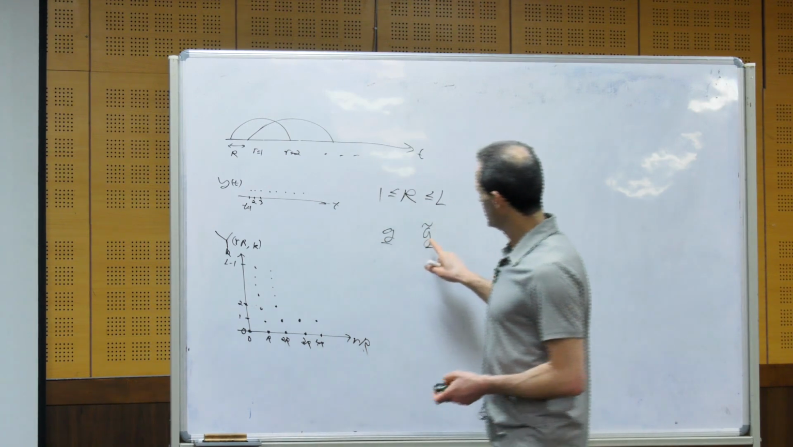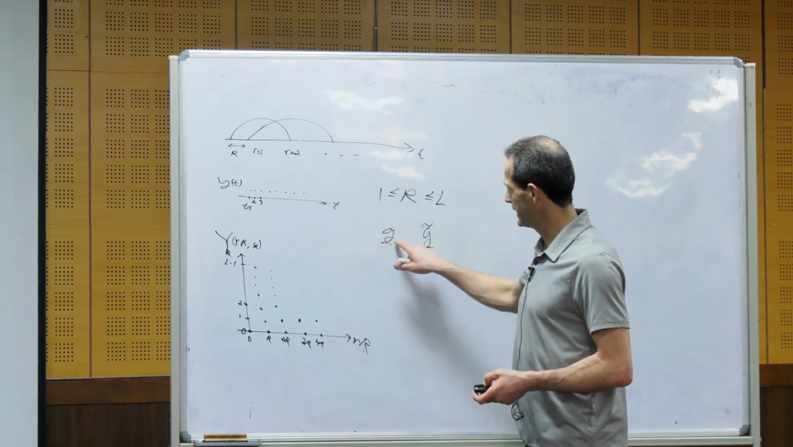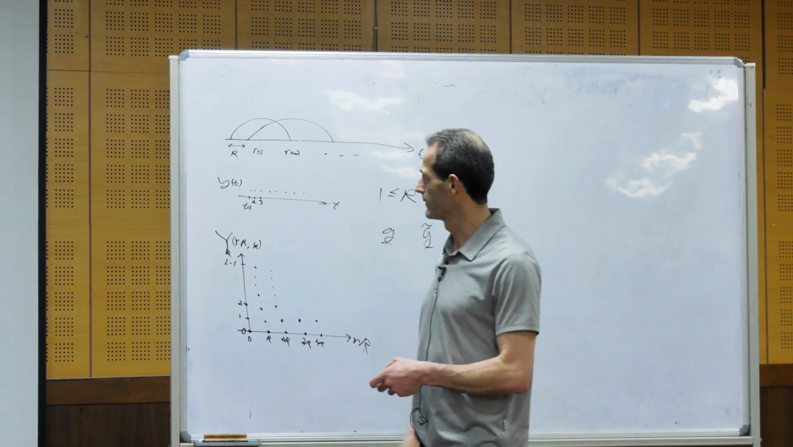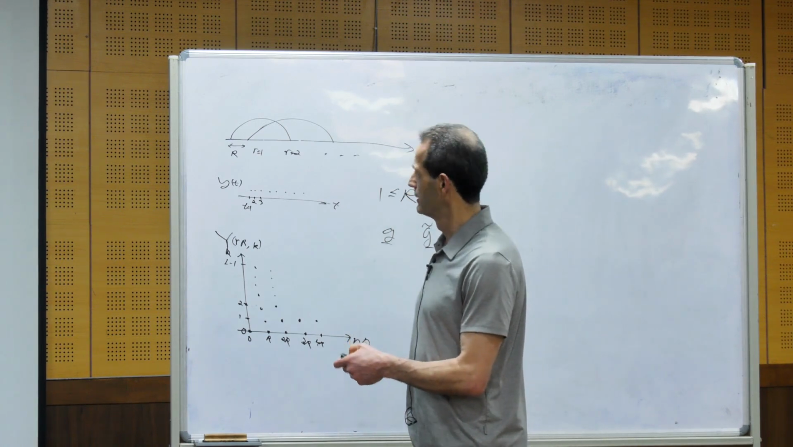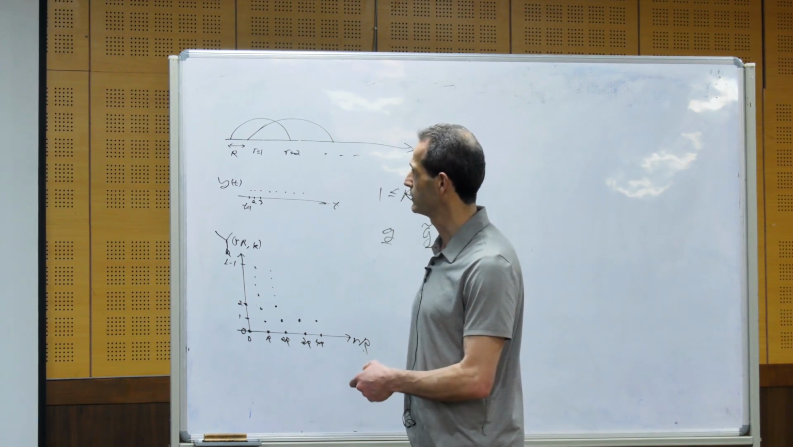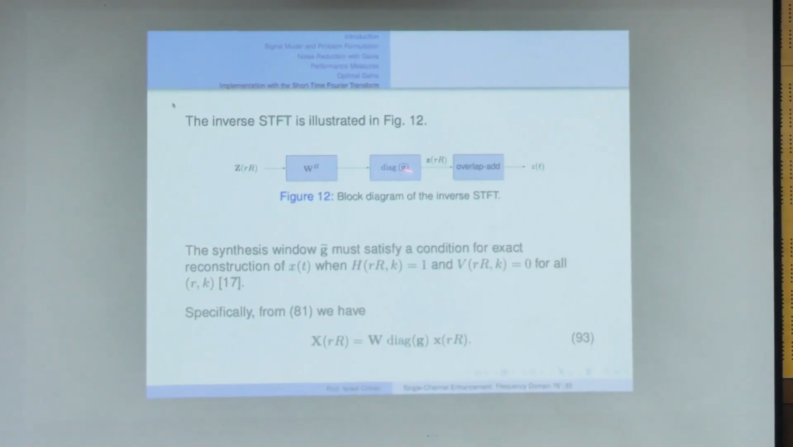So there is a relation between G tilde and G. This is the analysis window, and this is the synthesis window. Okay? Here, like this. So this is the synthesis window. This is how it looks. Block diagram of the inverse STFT. We multiply with the inverse Fourier transform. We multiply with the window, overlap, add.